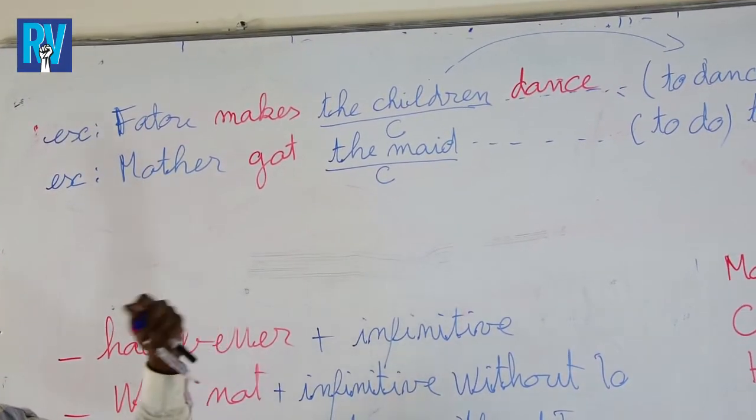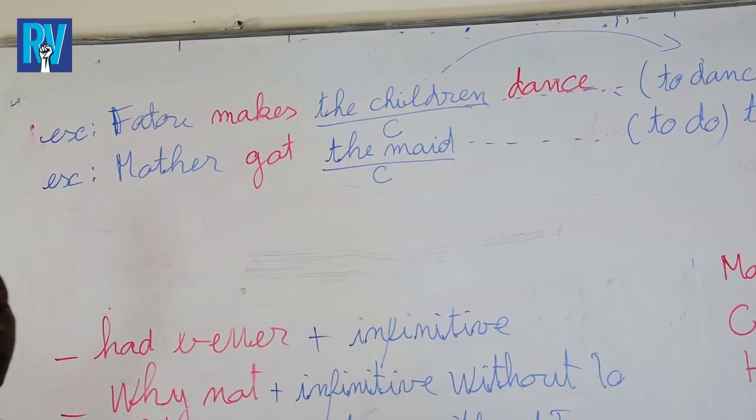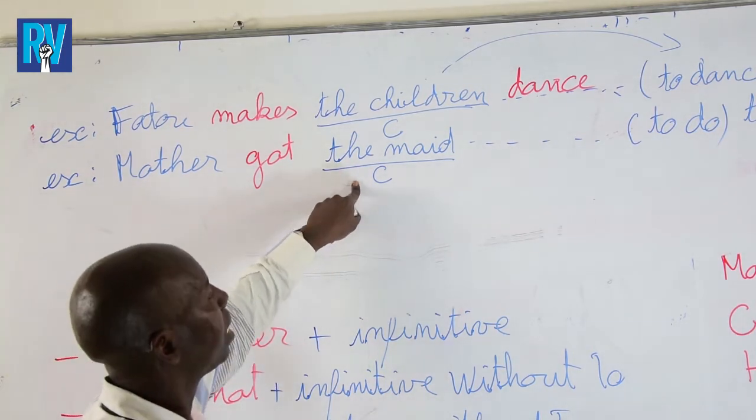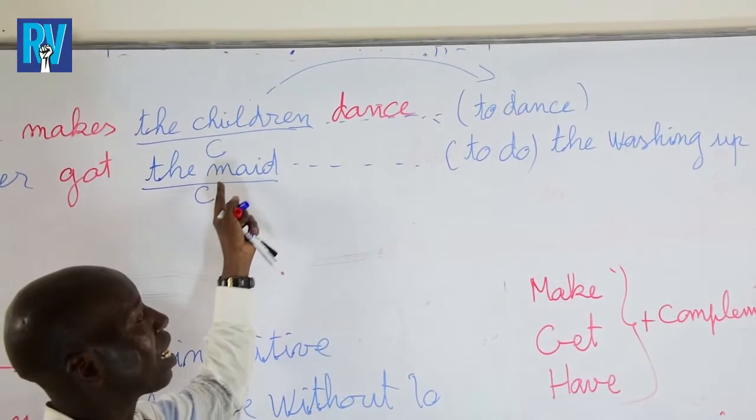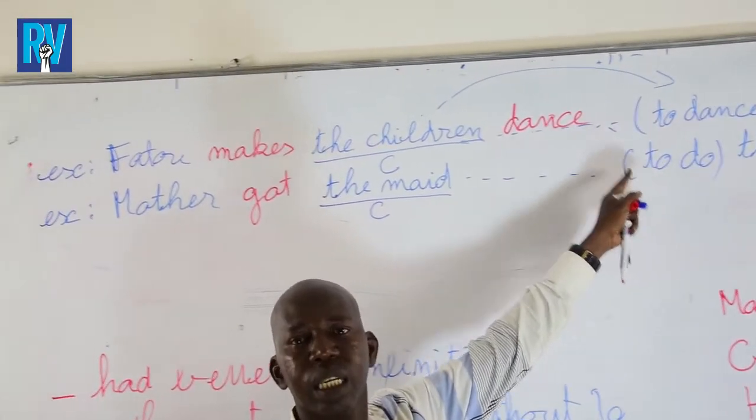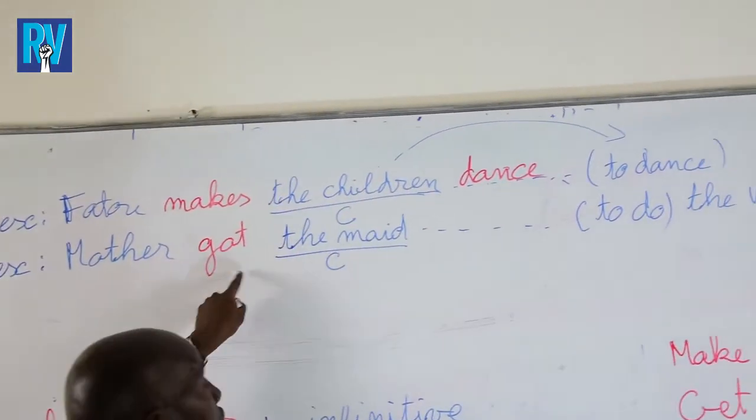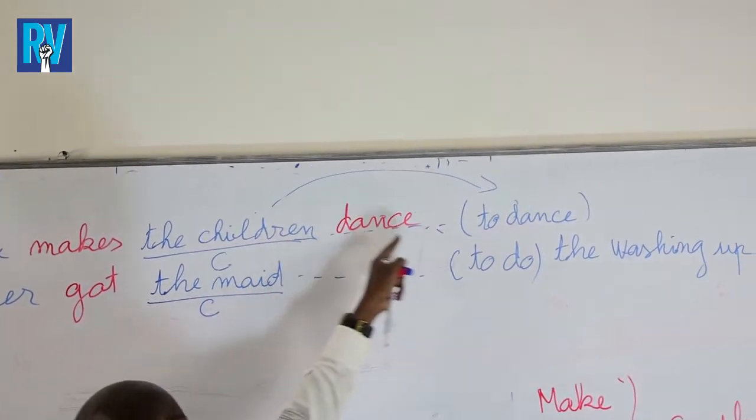Le complément c'est the maid. Maman lui fait faire la vaisselle. Ou bien lui a fait faire la vaisselle. Maman lui a fait faire la vaisselle. Donc, ici, the complement, the maid is doing this action. Donc, c'est le complément qui fait cette action. C'est la bonne qui fait la vaisselle. Donc, j'ai le verbe get suivi d'un complément. Et c'est le complément qui fait cette action.